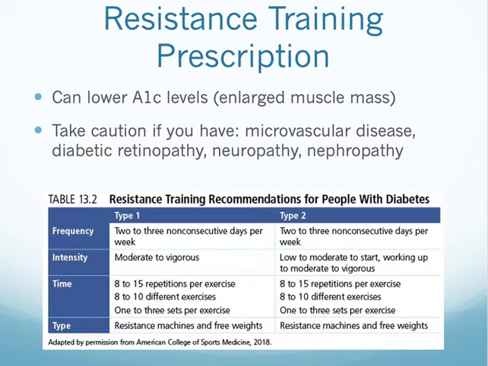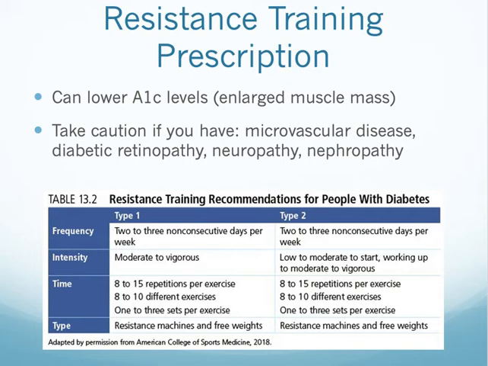Resistance training can lower A1C levels due to increased glucose uptake and increases in muscle mass, so thus we're going to have more working tissue. Precautions do need to be taken, especially for those with microvascular disease because of damage to the eyes, kidneys, and joints. Increased straining while lifting weights can lead to an increased risk of bleeding and retinal detachment for those with proliferative and severe non-proliferative eye disease.